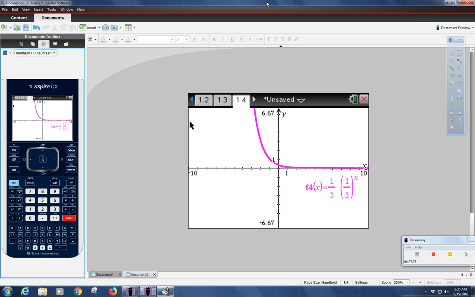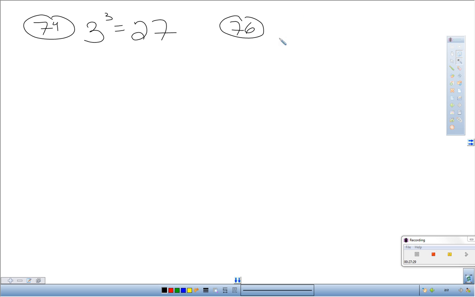Alright, picking back up with number 74. For 74, it wants you to rewrite that. So start with the base, jump the fence, power of 3, jump the fence back, equals to 27. For 76, start with the base, 18, jump the fence, power of 2, jump the fence back, 324. So that's the answer for number 76.